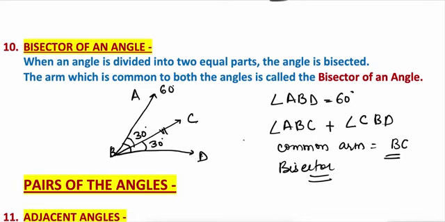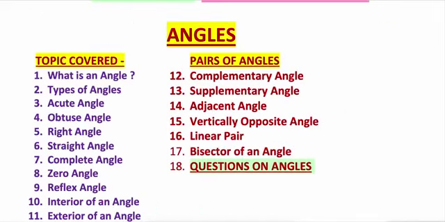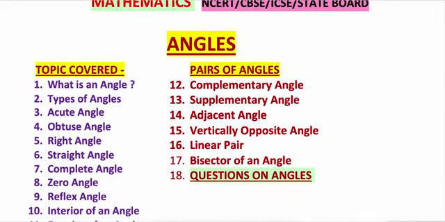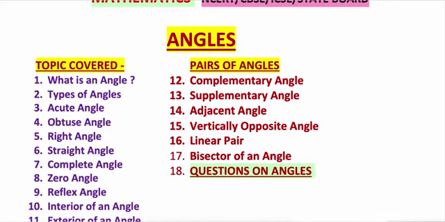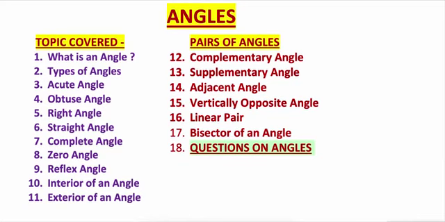So this has become a very long video, but a complete tutorial video on angles. In this video we have seen the pairs of angles: complementary, supplementary, adjacent, vertically opposite, linear pair, bisector of an angle, and all the questions on pairs of angles, and the basic types of angles: acute, obtuse, right, straight, complete, zero, reflex, and the last topic, interior and exterior of angles.